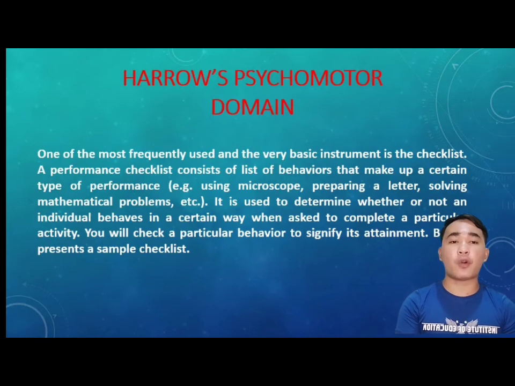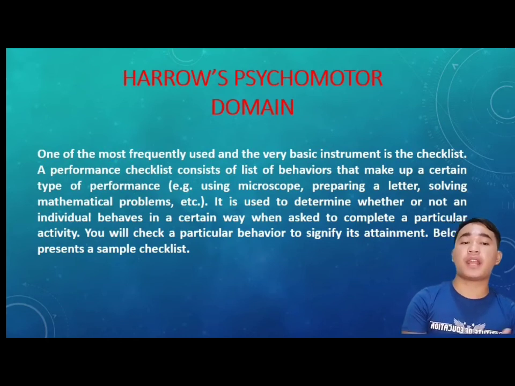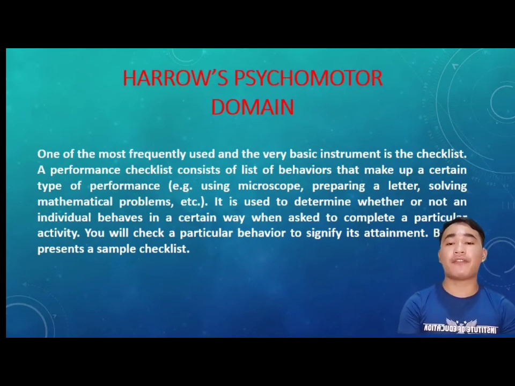So, it is a performance checklist that consists of a list of behaviors that make up a certain type of performance, just like, for example, using a microscope, preparing a letter, solving mathematical problems. It is also used to determine whether or not an individual behaves in a certain way when asked to complete a particular activity. And you will check the particular behavior to signify its attainment.